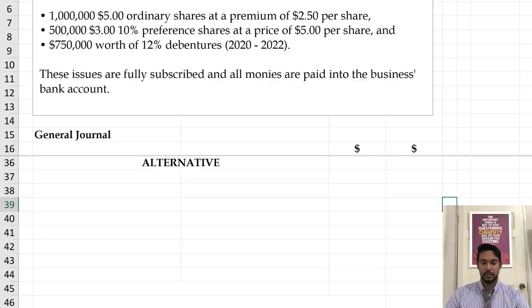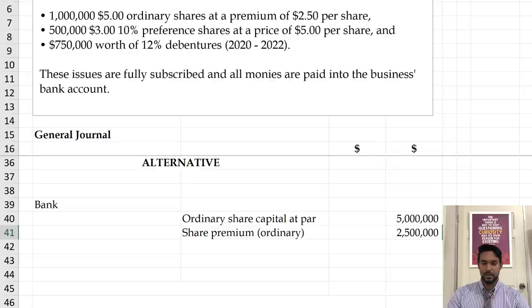So bank, if you're not sure about the figure, you can leave it for last. Just make sure to put your debits first. Don't put your credits first, as in order of appearance. You can write stuff in and leave space for the debits. I'm talking too much. Okay, ordinary share capital par, that was 5 million.